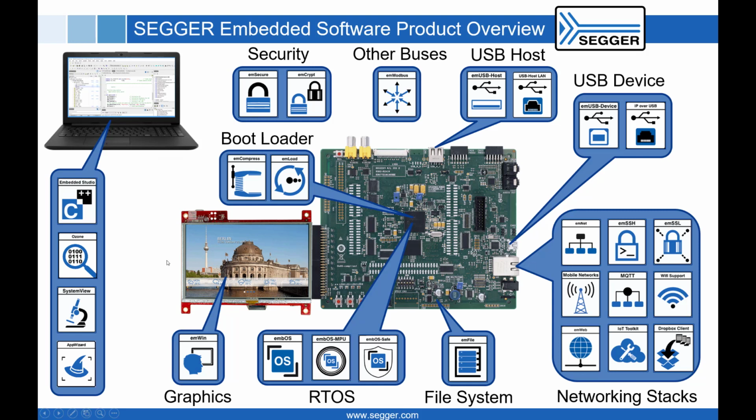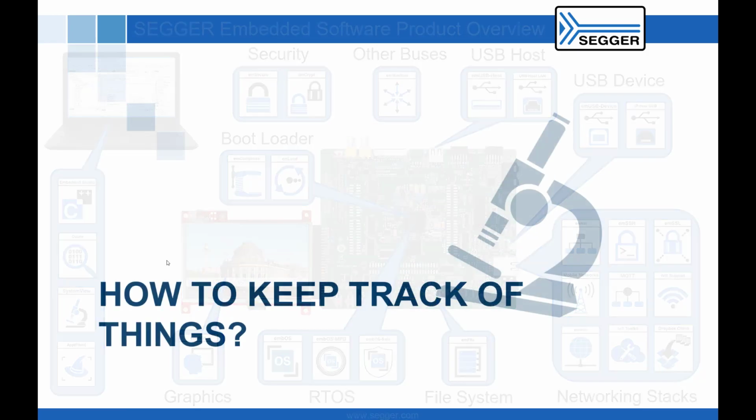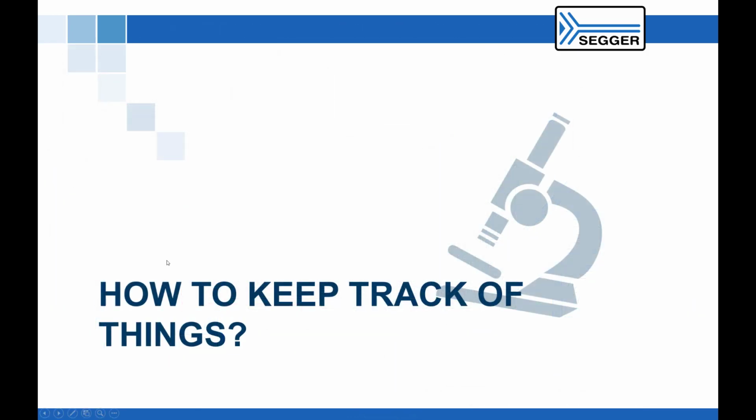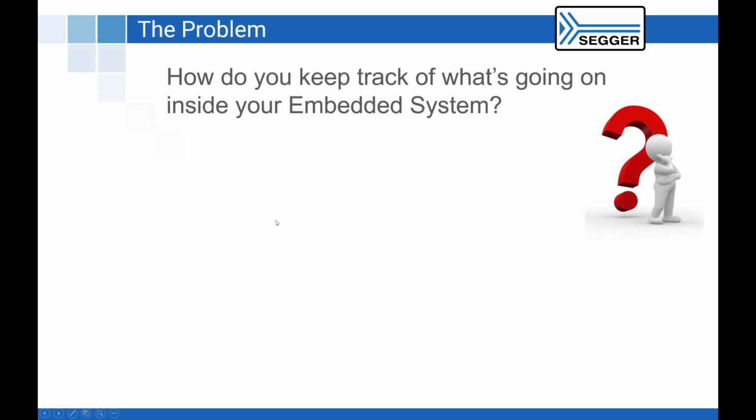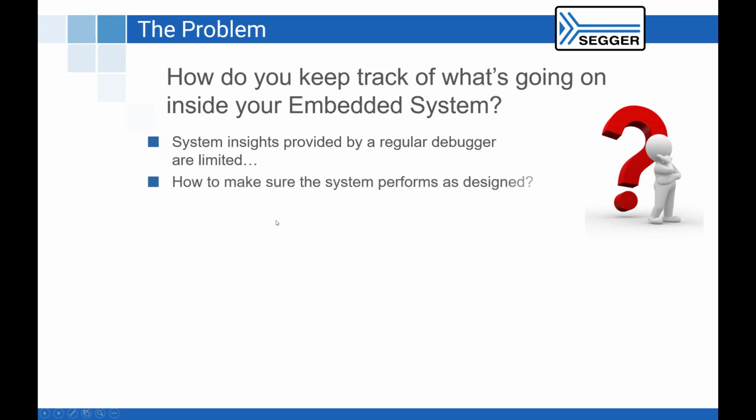Okay, so as you can see, there can be lots of things going on on the embedded system at the same time, and the big question is, how do you keep track of everything that's going on, because there's just so much going on these days. And if you're just using a regular debugger, just basic debugging, your insights into what's going on are fairly limited.